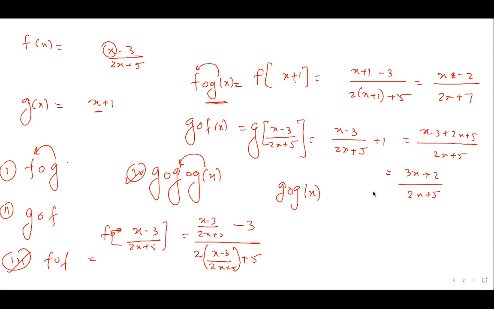So g of g of x is replace x with x plus 1 in g. So you get g of g of x is x plus 2 basically. Then since we got this entire part as x plus 2, I'll find out g of x plus 2 now, which is nothing but x plus 2 plus 1, which is x plus 3. So this is the basic part of the composite function that we need to find out.